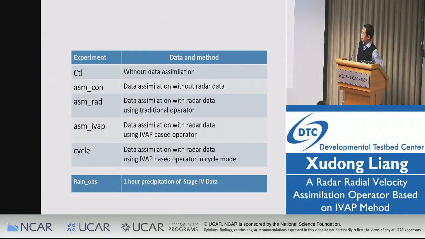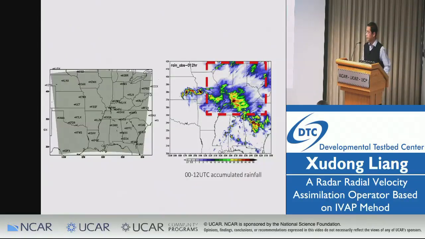The first one is a control run without data assimilation. The second one is data assimilation, but without the radar data. The third one is with radar data, using the traditional operator. And the fourth one is using the new operator. We also carried out the cycle assimilation experiment. The Stage IV rainfall data are used to verify the result. This case was chosen randomly.